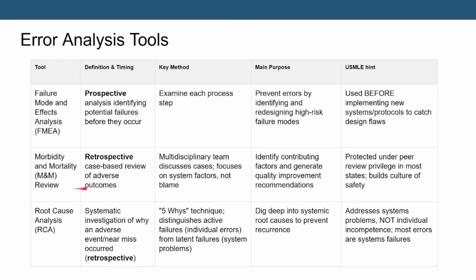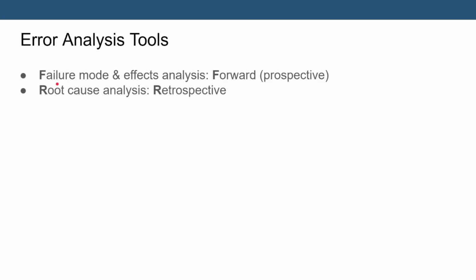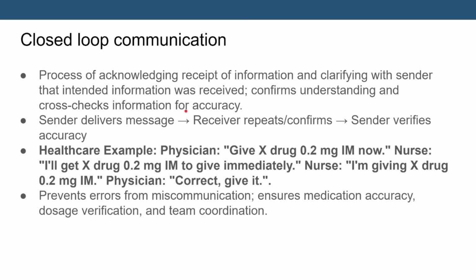Morbidity and mortality review is a retrospective case-based review of adverse outcomes. So the method is going to be a multidisciplinary team discussing cases. They focus on the system. They don't blame individuals. They identify contributing factors and generate quality improvement recommendations. So they are protected under peer review privilege in most states. They build a culture of safety. You should remember that failure mode and effects analysis is forward, so it's prospective. The root cause analysis is retrospective, looking in the past.